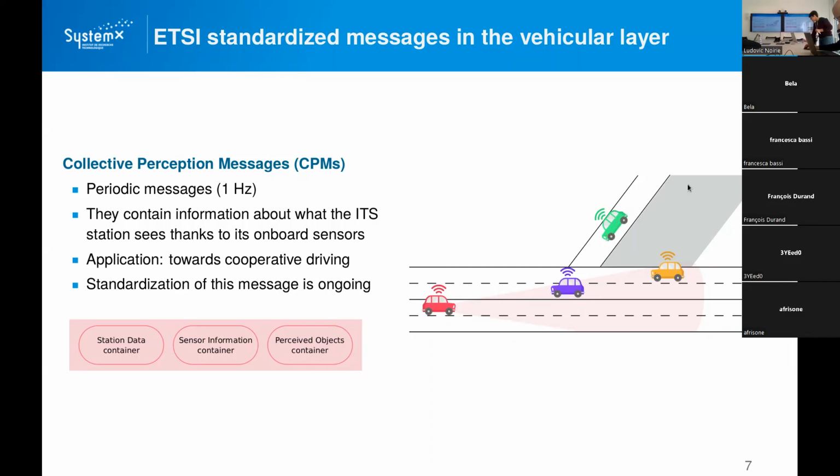And so green, who is coming and has a building that is blocking the vision of yellow, could be informed about the presence of yellow on the road. Okay, this is not a good way to design a merge on a highway, but yeah, this is an example.